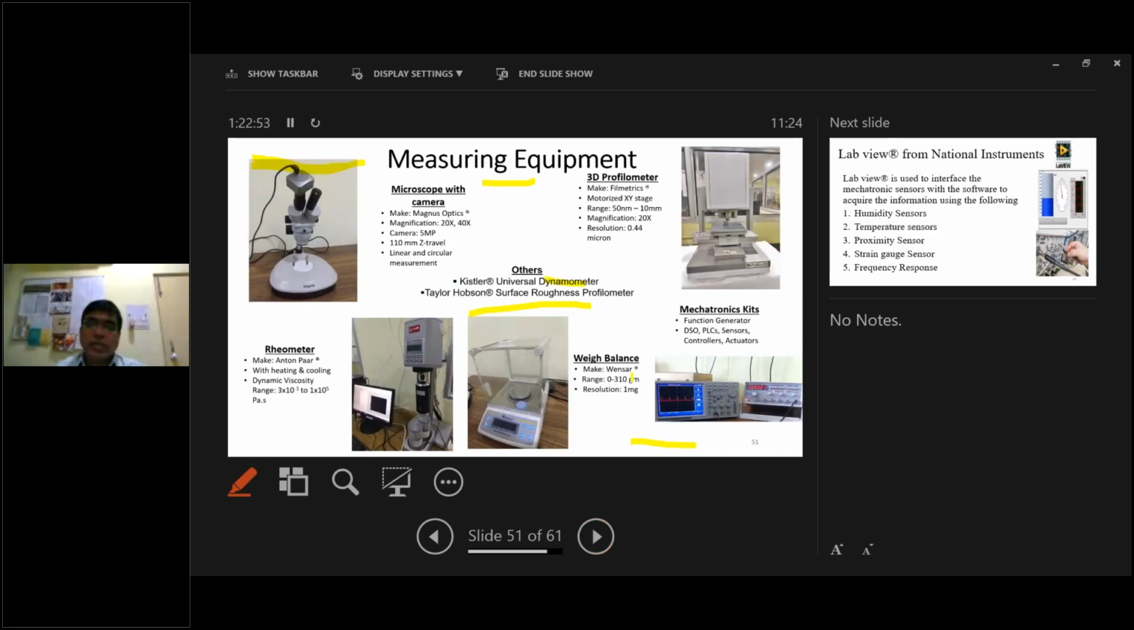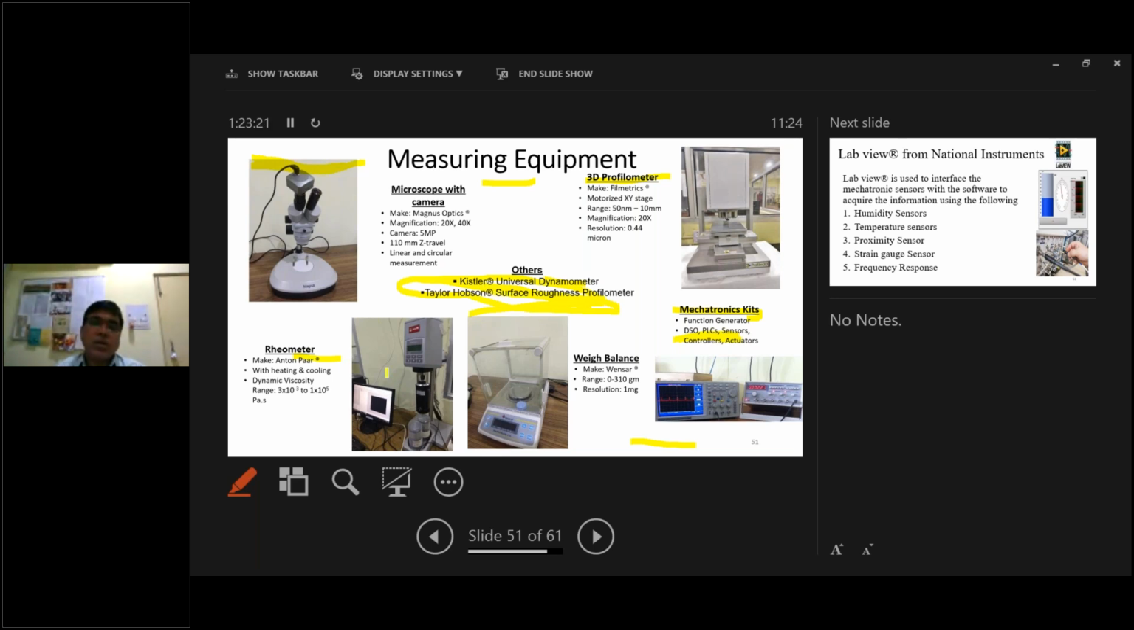So there is lots of electronics required. So we have these basic mechatronics kits for DSO, PLC, sensors, so that any machine which needs to be automated can be modified. We also have certain high-end tools like this 3D profilometer. Whatever mini-size product we make, we can see it through this. Of course, rheometry and weighing balances, and the dynamometer is again for machinability study.